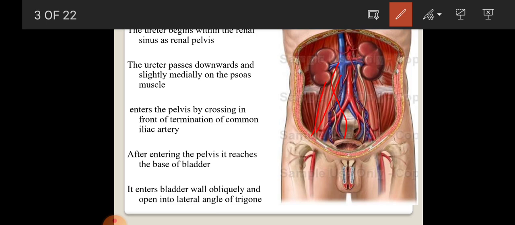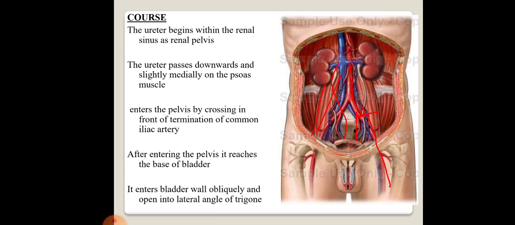So what is the common iliac artery? This is the abdominal aorta, and this is the common iliac artery. It then bifurcates into the internal iliac and the external iliac artery. At the termination of the common iliac artery, the ureter enters into the pelvic cavity. After entry into the pelvis, it reaches the base of the bladder, enters the bladder wall obliquely and opens into the lateral angle of the trigone.